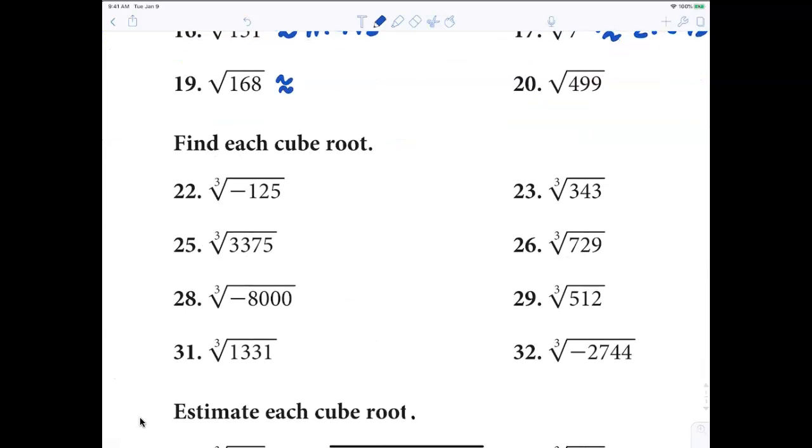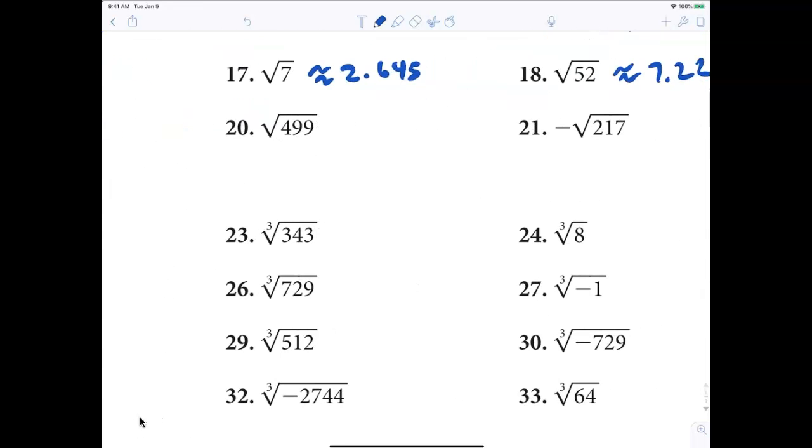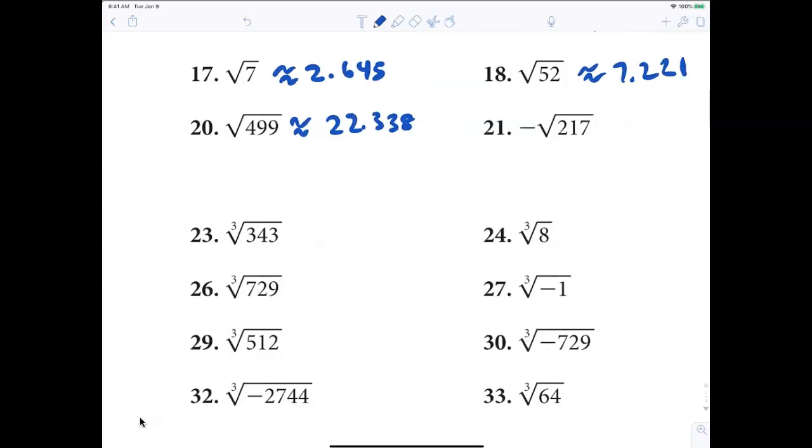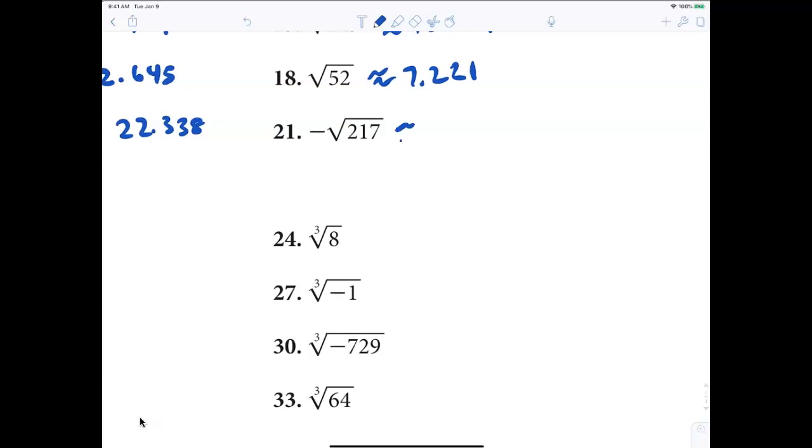Square root of 168 is what? 12.96. 12.961. Square root of 499 is what? 22 or 23? 22. That does make a difference. All right, thank you. 22.338. Everybody happy? All right, and now negative square root of 217.